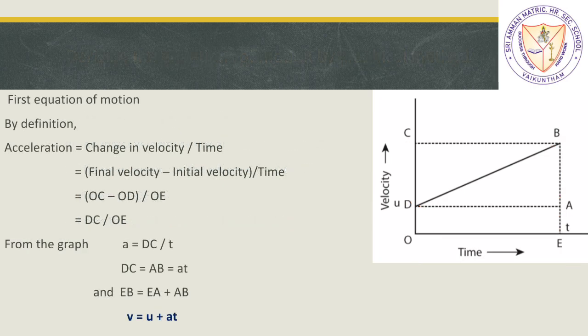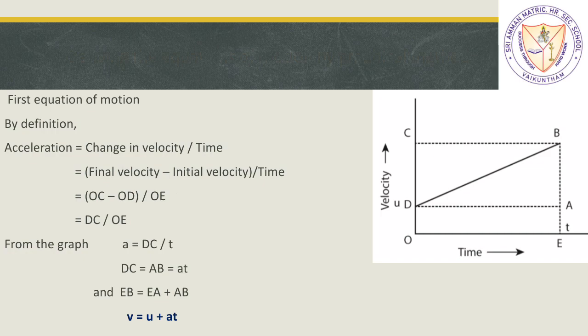So, deriving the first equation of motion. We all have studied what we mean by acceleration, so the first equation of motion deals with the definition of acceleration. The definition of acceleration says acceleration is equal to change in velocity divided by time. So how much change has happened?